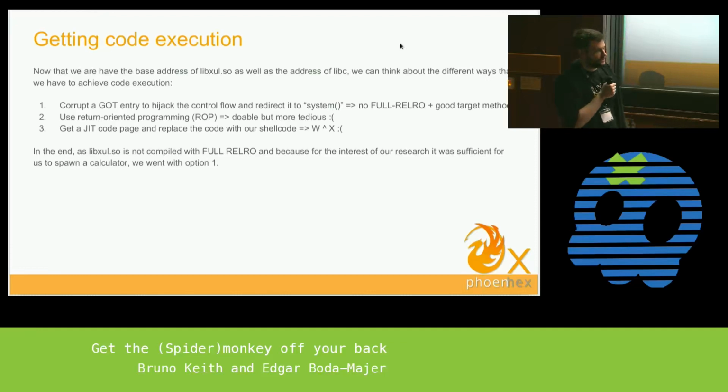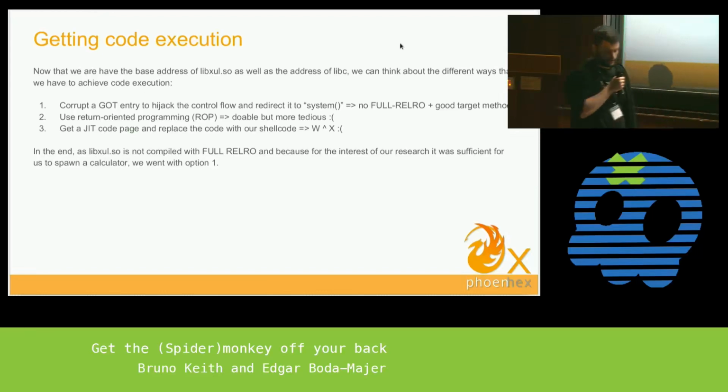We can use return-oriented programming. Should be doable. We have the address of the stack, but it's always tedious, so if we have something else, let's use that. And third, which is pretty standard when you try to exploit a JavaScript engine, is to get a JIT code page, which used to be both writable and executable, so you could just put your shellcode there and then call the function that was JITted.